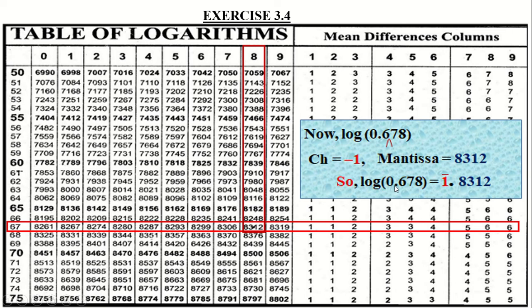So log of 0.678 is equal to 1 bar 0.8312. 1 bar means characteristics is negative but mantissa is positive. Remember that mantissa is always positive. So log of 0.678 is equal to 1 bar 0.8312.